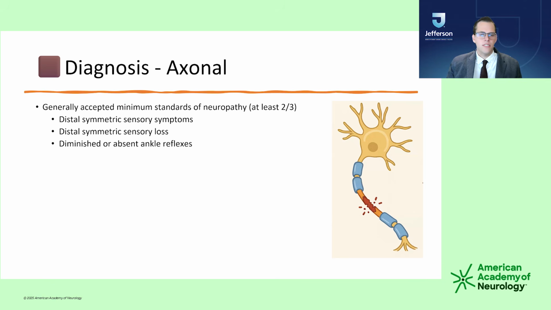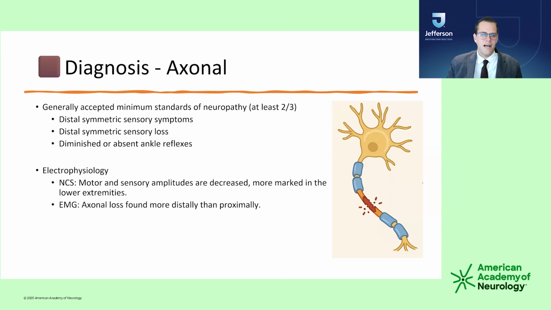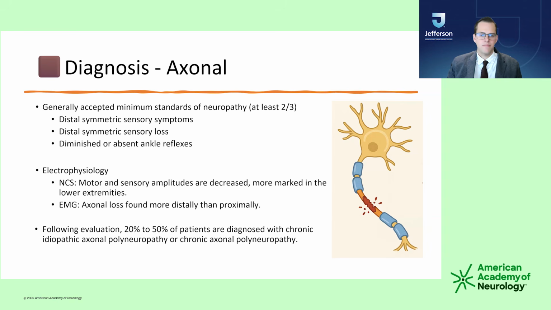So for diagnosis, the generally accepted minimum standards of neuropathy, you need at least 2 or 3 of these, such as distal symmetric sensory symptoms as mentioned, distal symmetric sensory loss, and diminished or absent ankle reflexes. You can see that there's a theme here. On electrophysiology, for nerve conduction, you'll see motor and sensory amplitudes are decreased, more marked in the lower extremities. And on EMG, you'll find axon loss, again found more distally than proximally.